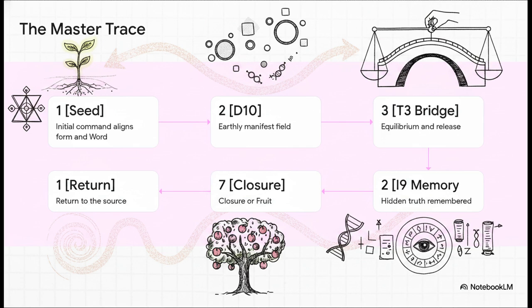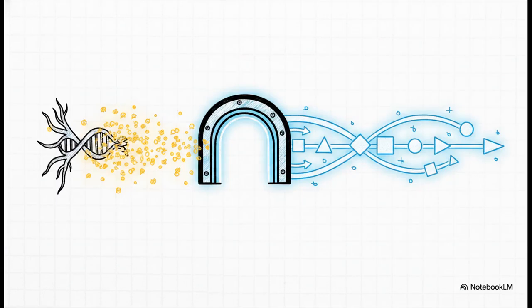Next is position 3, the T3 bridge, where equilibrium is held. From there, we cycle back to position 2, but on the I9 memory side. This conducts us to position 7, the fruit or closure, and finally, the loop returns flawlessly back to 1. Now, a critical operator right on the T3 bridge is verse 3337. This coordinate actually releases biological lineage.